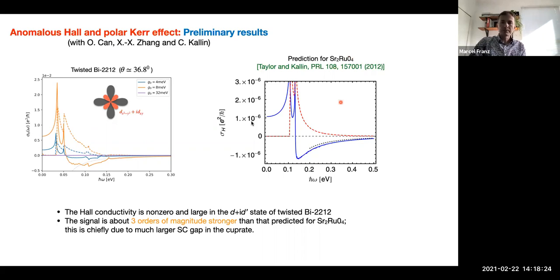You know, the shape of these functions is similar, but notice the scale. There's 10 to the minus 6 in strontium ruthenate, whereas there's 10 to the minus 2, about 4 orders of magnitude larger, in this structure that we're considering. So it should be much easier to observe this effect, if present.